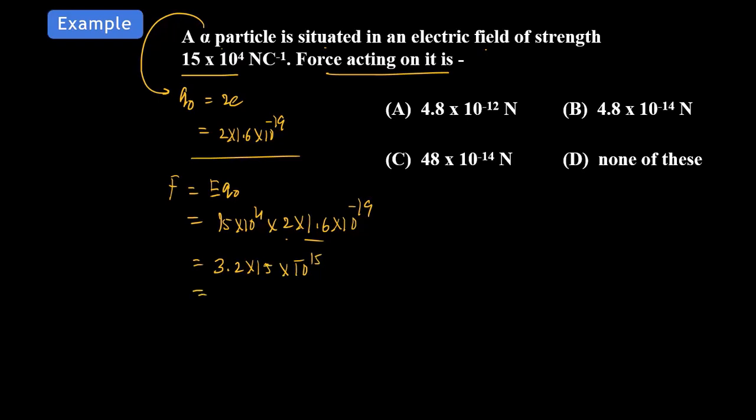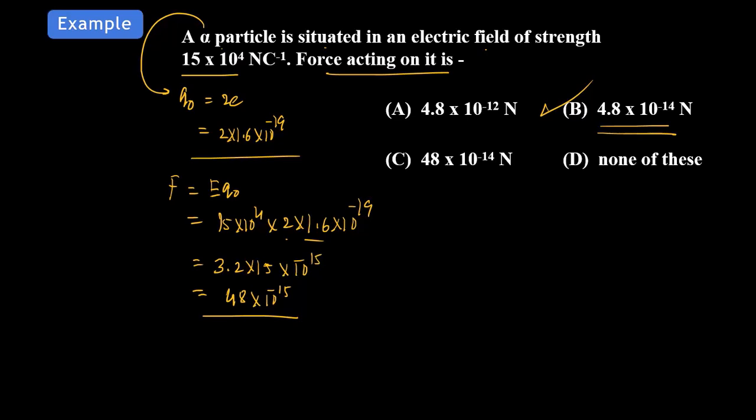So this is how much? 48. 48 into 10 to the minus 15. 48 into 10 to the minus 15 means 4.8 into 10 to the minus 14 Newton.